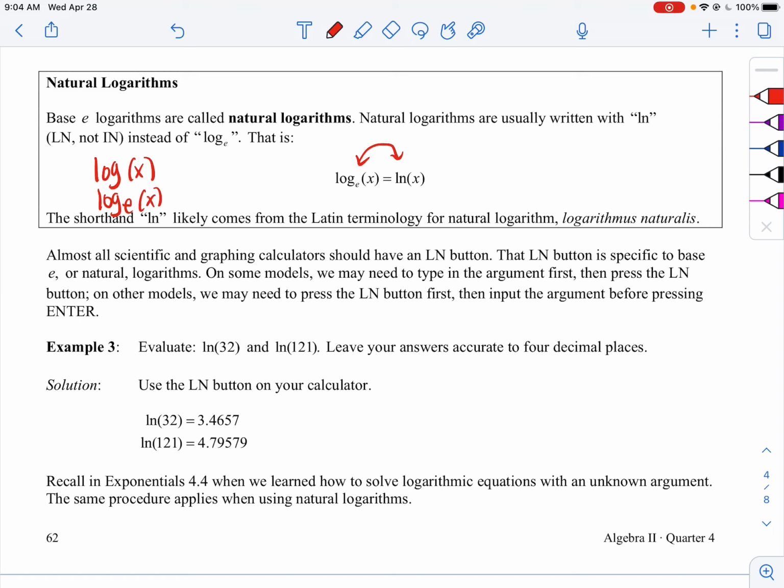So let's say, for example, ln of 32. You might have to press 32 first and then press the ln button. Some calculators, you would have to press ln and then it will provide you a parenthesis that you could put 32 in. So whatever calculator you have right now, I would like you to start doing that and figure out, okay, in my calculator, I have to press 32 and then press ln, or the other way around.